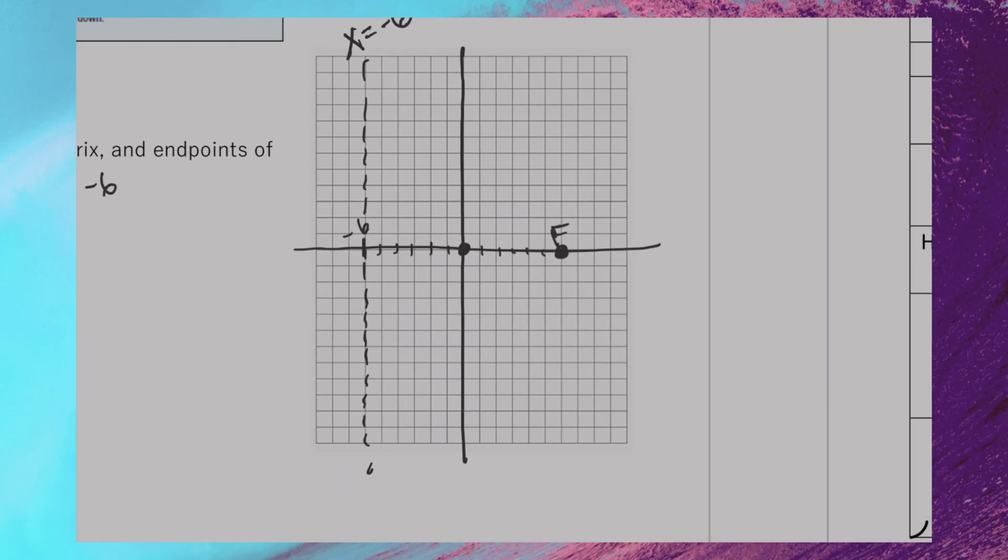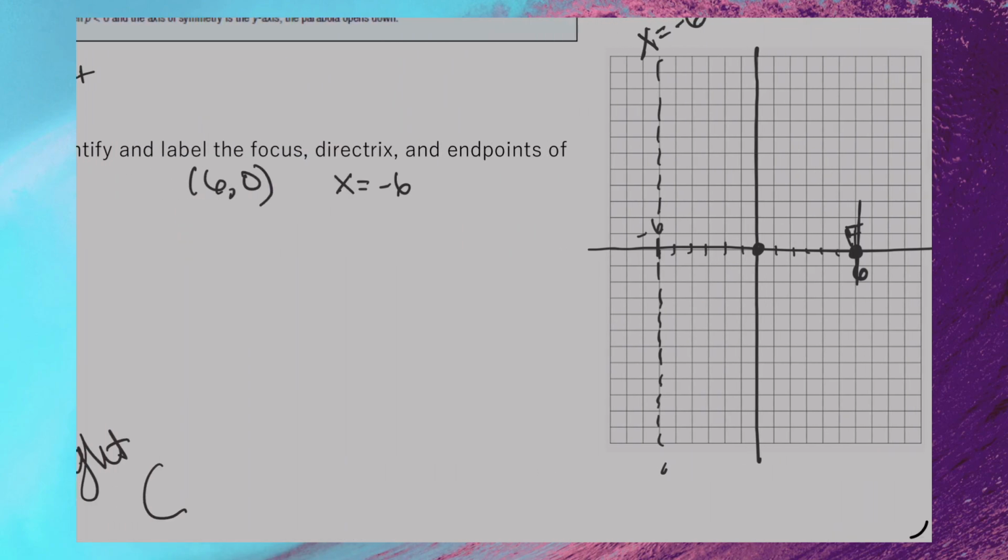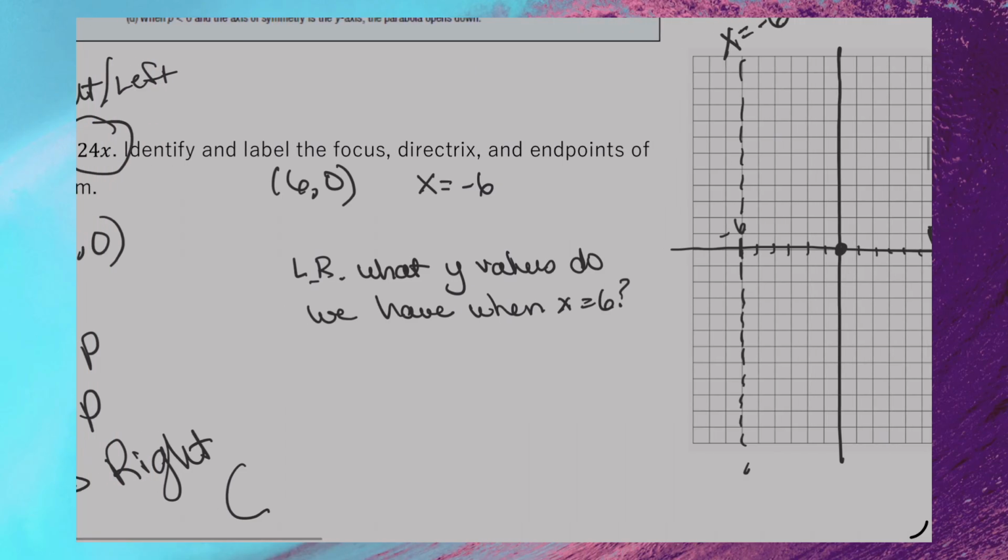So here's what I know. I will have a segment here. I'm going to make it sloppy at first and erase it. My parabola is going to open to the right. Where the x value is 6, we have our latus rectum. So what are the y values for the latus rectum? What y values do we have when x is 6? So I'm going to take my equation.